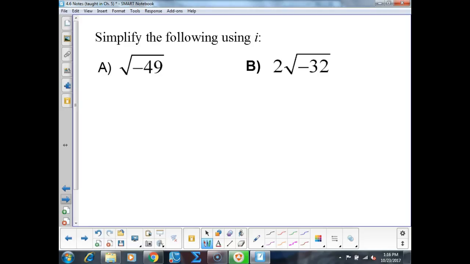So did I say negative times negative? Yeah. My bad. Negative times a positive says I'm not multiplying by the same number. Okay? See? Okay?